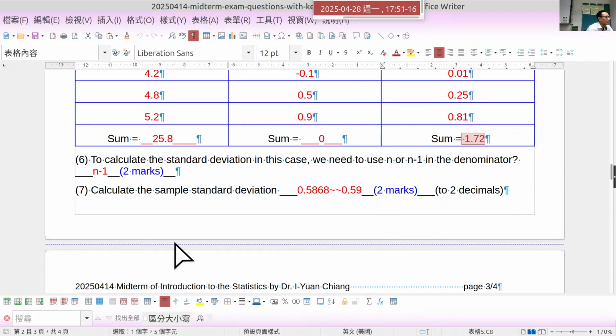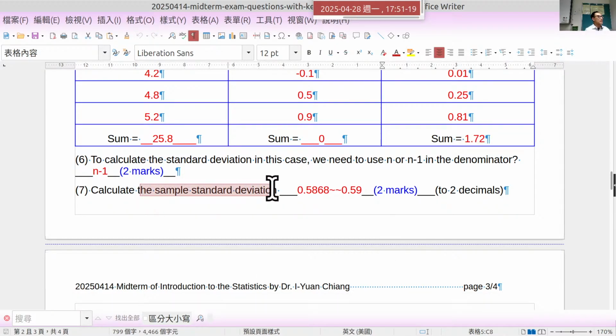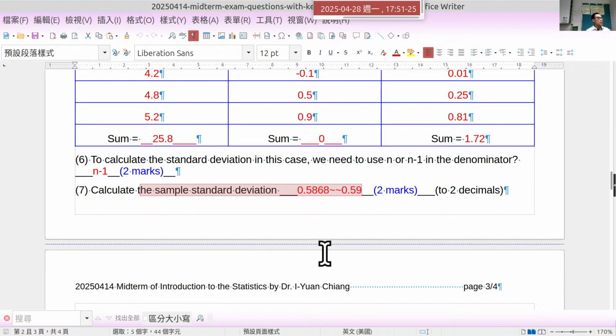Here is one. Please calculate the standard deviation of this one. There are 2 ways to calculate that. The first one, you can use the easy way.